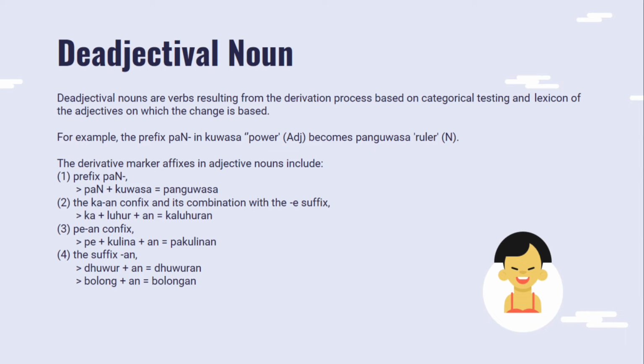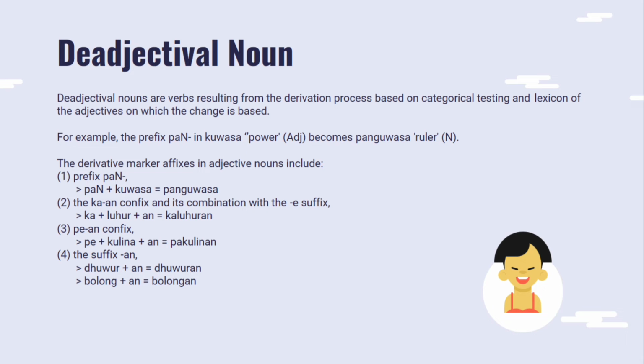For the example, the prefix pan in kuasa or power, that is adjective, becomes panguasa or ruler, that is noun. And the other example is the ka-an confix and its combination with the i suffix. The basic luhur combined with prefix ka and suffix an, it becomes kaluhuran. Number 3, there is pa-an confix. The basic kulino combined with prefix pe and suffix an, so it becomes pakulinan.